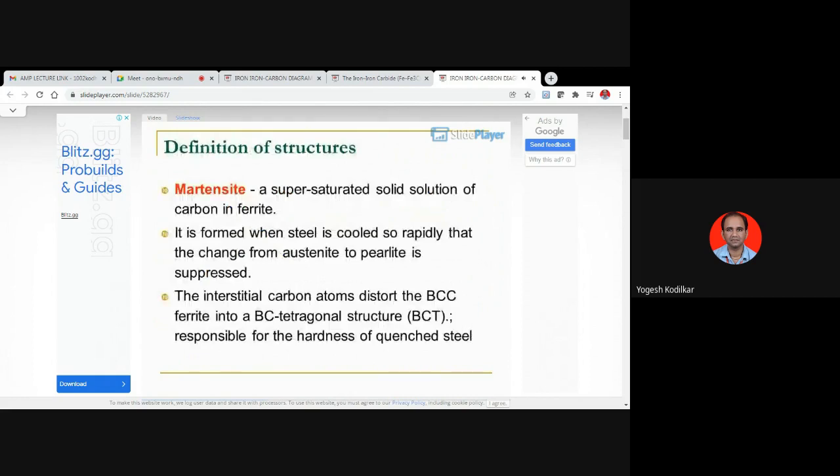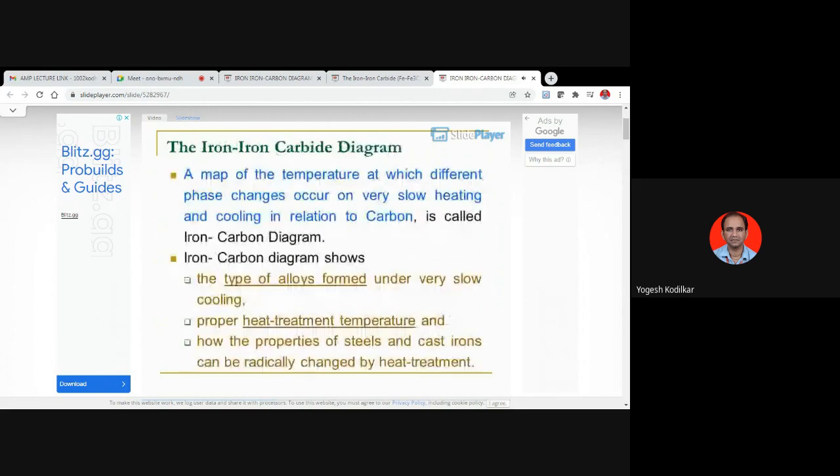Martensite is a supersaturated solid solution of carbon in ferrite. It is formed when steel is cooled so rapidly that the change from austenite to pearlite is suppressed. The interstitial carbon atoms distort the BCC ferrite into a BCT (body-centered tetragonal) structure, responsible for the hardness of quenched steel. The iron carbide diagram.